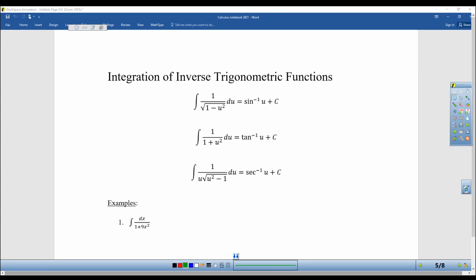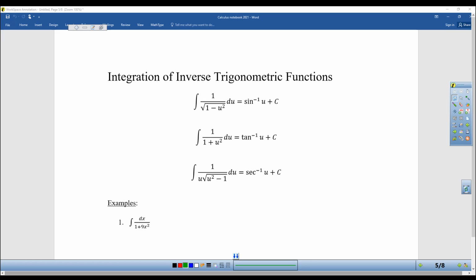Everyone, and welcome to Calculus. Today we are studying the integration of inverse trigonometric functions. These are especially difficult because when you first see them, you might not be thinking inverse trig. You might just be looking for a way to solve it.